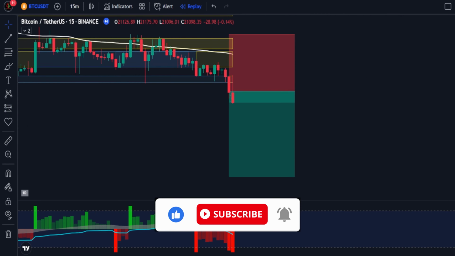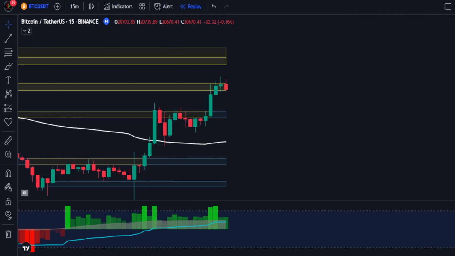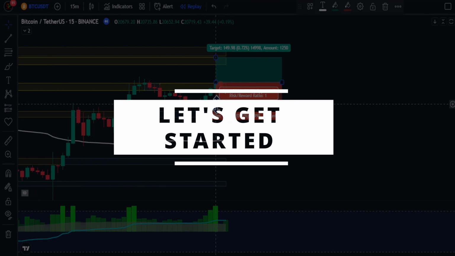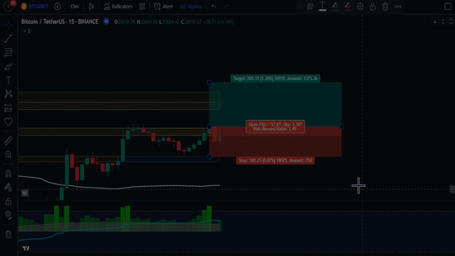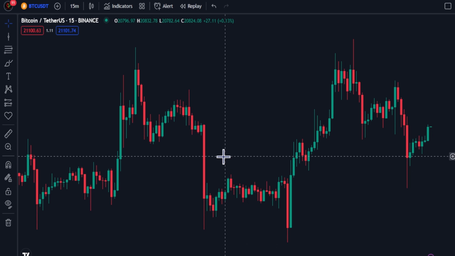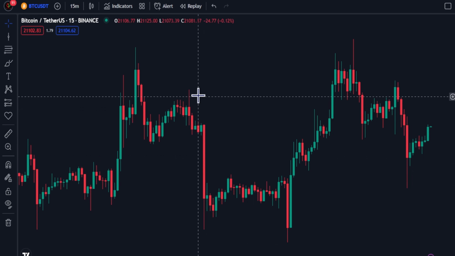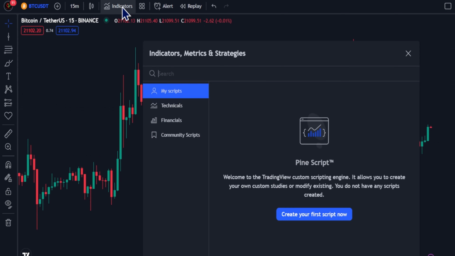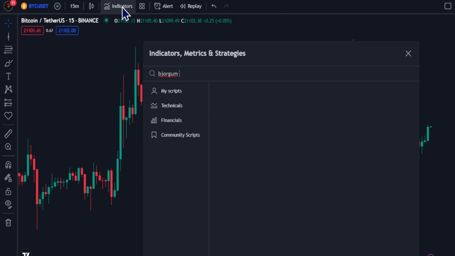Now that we have gotten that out of the way, let's get started. First, let's go to Tradingview. Next, we will add the Backtesting key levels indicator to the chart. To do this, go to the Indicator Search tab and search for the Backtesting key levels indicator. Select the indicator created by Backtesting and add it to the chart.